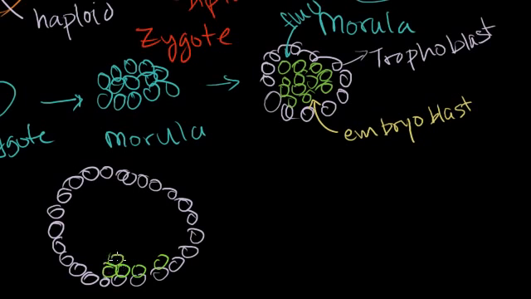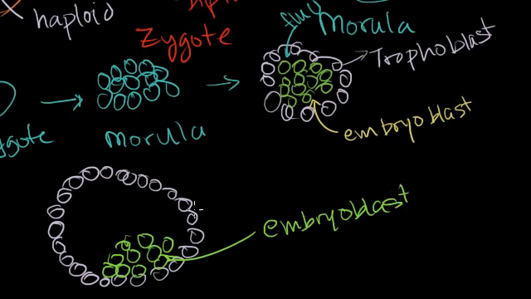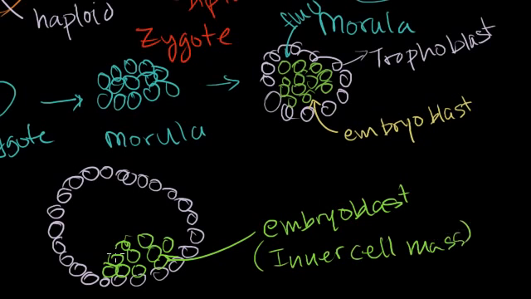Sometimes the embryoblast, so this is the embryoblast, it's also called the inner cell mass. So let me write that. Inner cell mass. And this is what's going to turn into the organism.